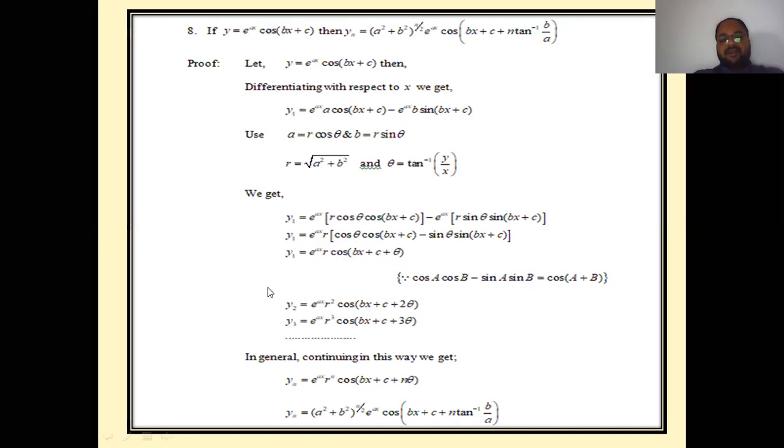Now when you find the second derivative, it is simply e raised to power ax, and we get the multiple value of r. Since it is r into r, it is r square. Similarly, in the angle, in addition of this theta, we get another term of theta, means 2 theta. If you find the third derivative, you get theta plus 2 theta means 3 theta, and in multiple of r, we get r square into r is r cube. Similarly, in general, when you find the nth derivative, we get e raised to power ax into r raised to power n cos of bx plus c plus n theta. So this is the nth derivative of this term. Now substitute the value of r and theta, so we get the required result of the given equation.